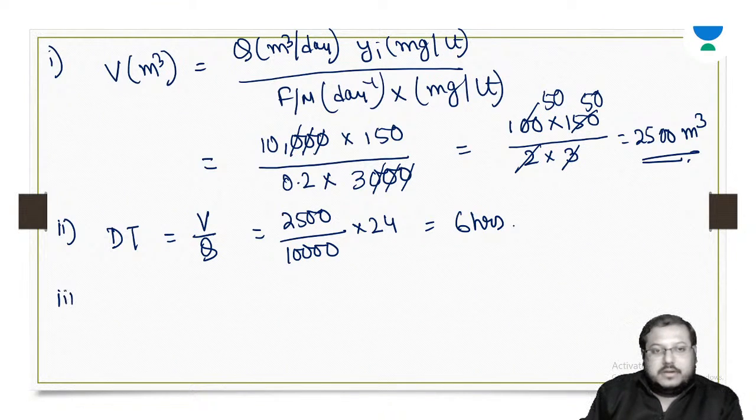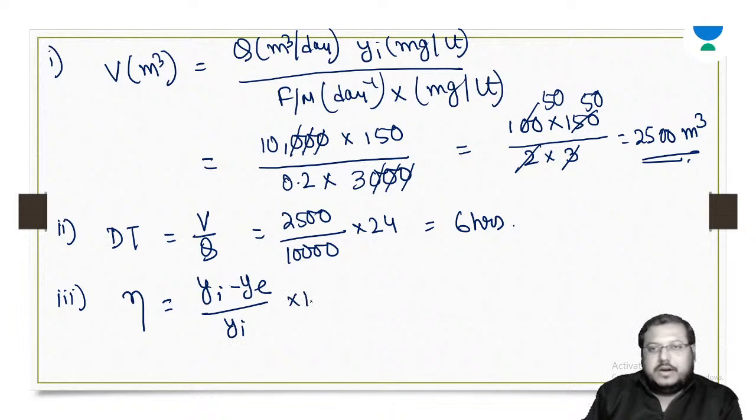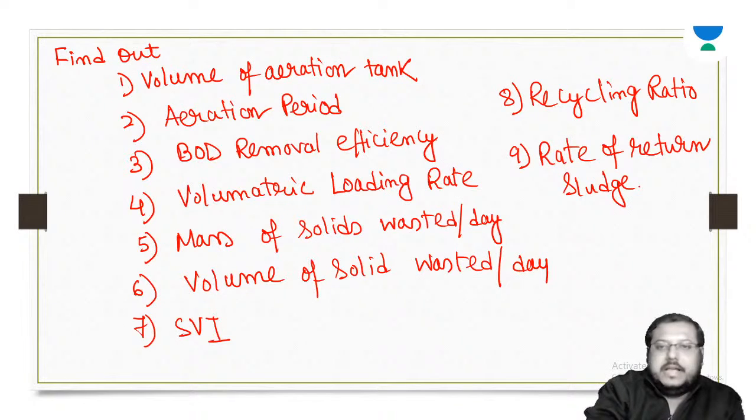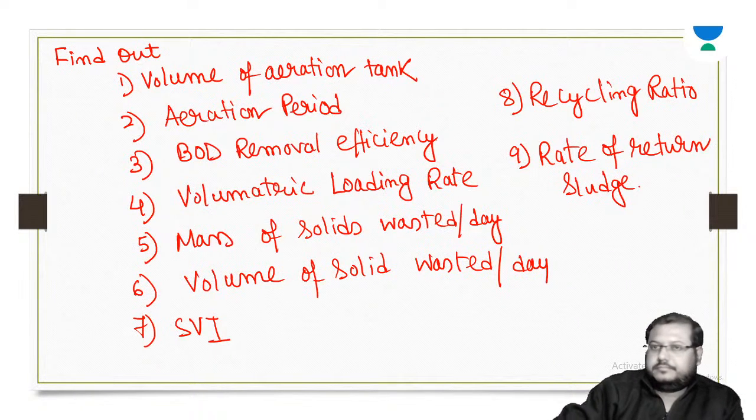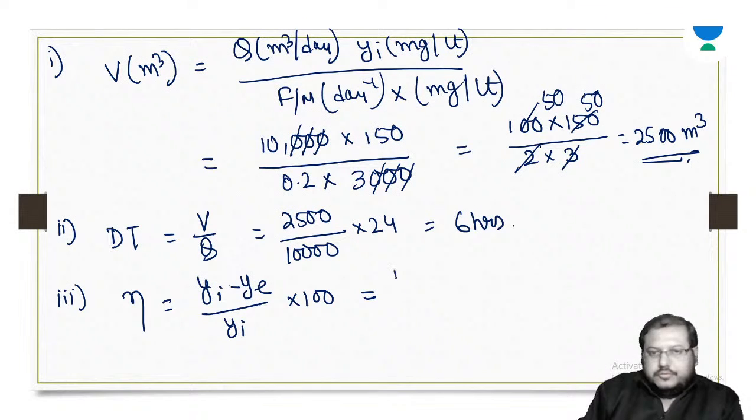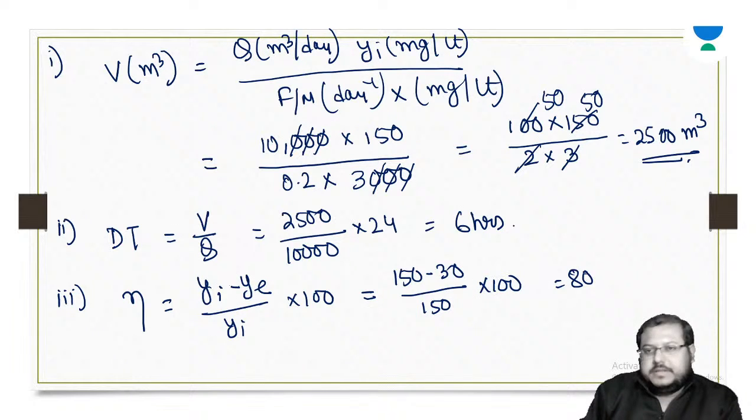Question number 3 is BOD removal efficiency. It is YI minus YE by YI into 100. So it's given as 150 and 30. It's 150 minus 30 by 150 into 100. It's 80%.